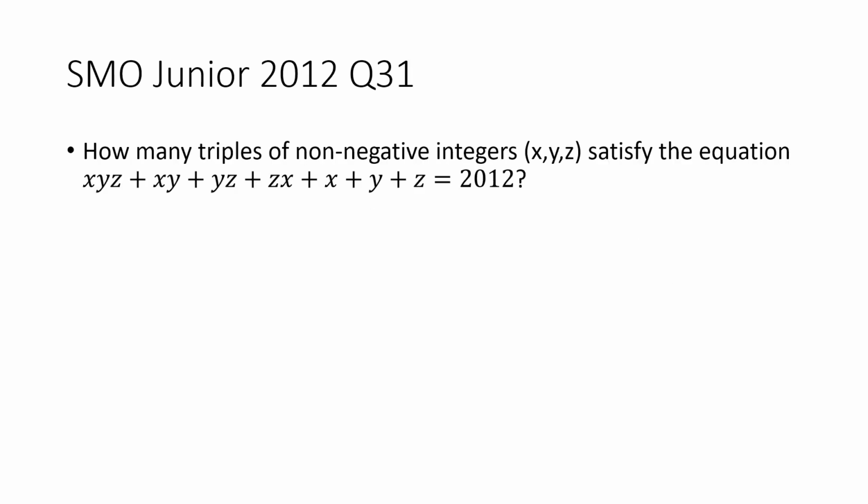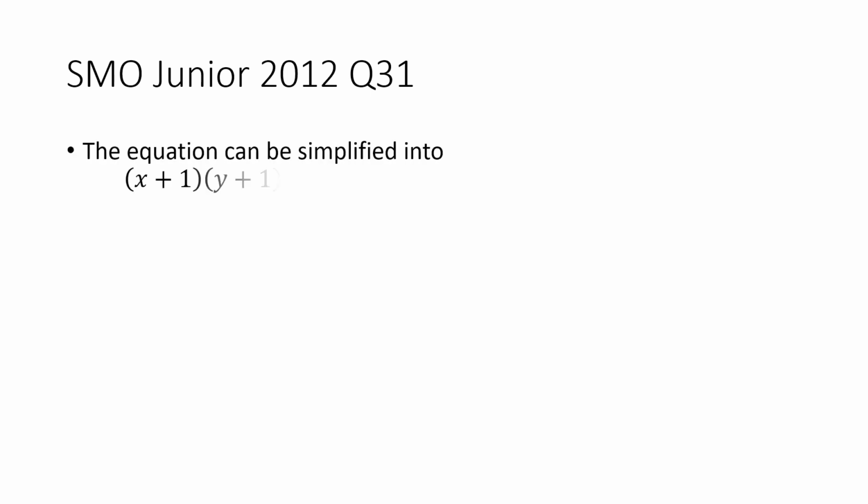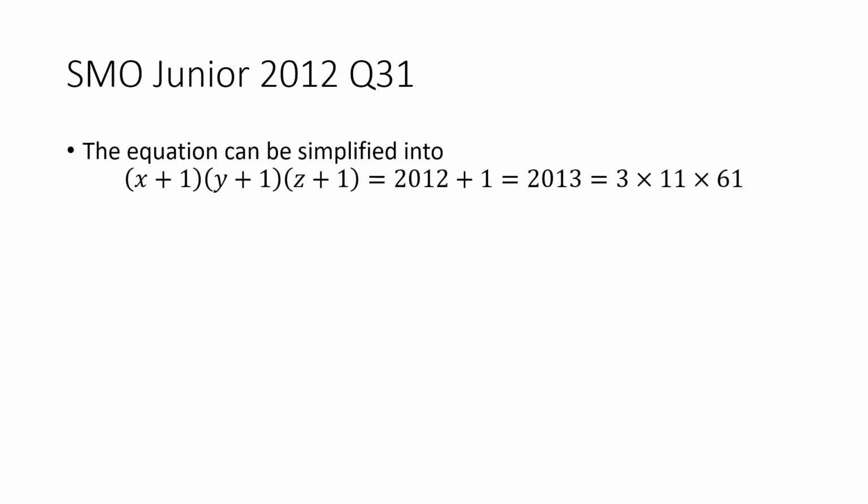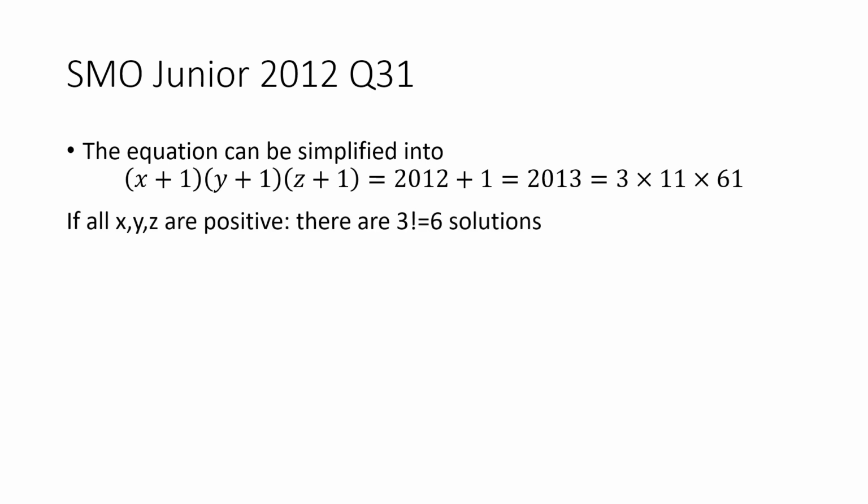Next question is question 31 from SMO Junior 2012. Similarly, you can pause the video first and try out this question. This Diophantine equation can be simplified into the following by factorizing it once again. And you can see that for 2013, we use prime factorization to separate the 2013 term into 3 times 11 times 61. And from here, there are 3 cases that we can consider.